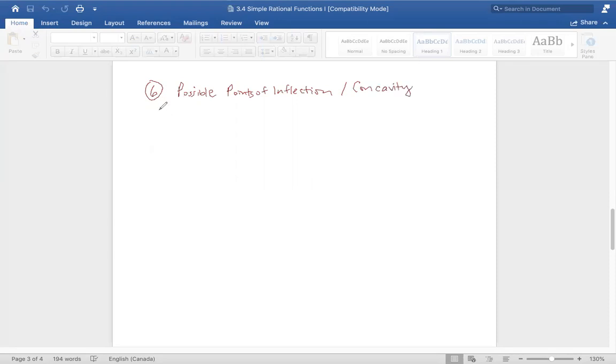So if I write down what my first derivative was from the previous question, before I set it equal to 0, I ended up with negative (x minus 2) all over (x minus 2) cubed. And then in order to do points of inflection, I need the second derivative. So the second derivative is, again, quotient rule.